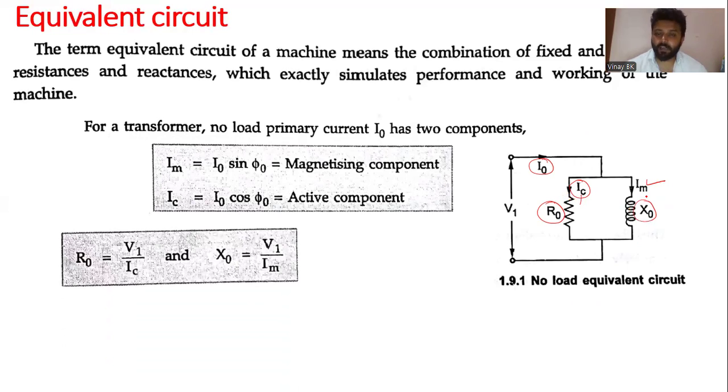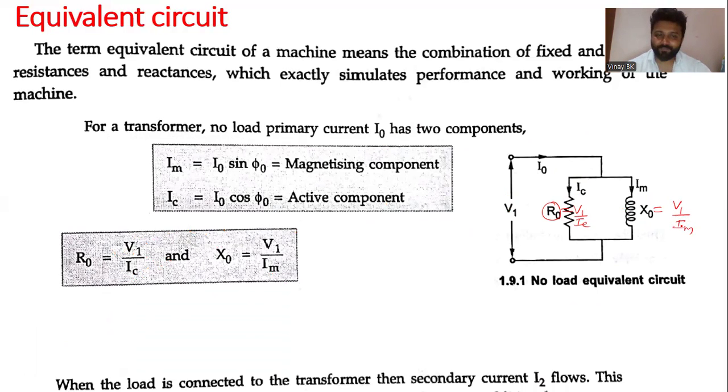So here you can see R naught is given by simple Ohm's law. R is given by V by I. Voltage across R naught is V1. Current flowing through this is IC. So R naught is given by V1 divided by IC. Similarly, X naught is given by V1 divided by IM. Voltage across X naught is V1, and current flowing through this is IM. That's why these are the equations.